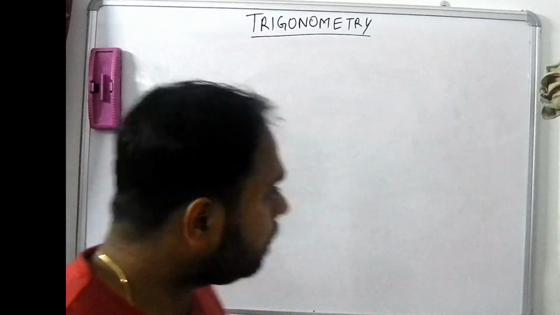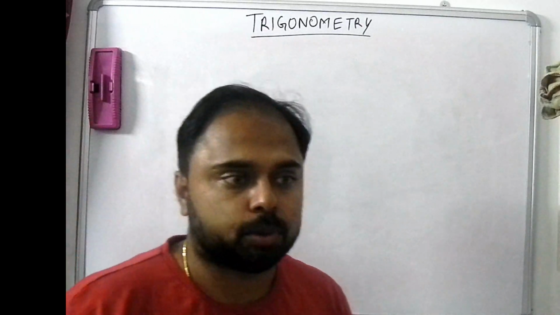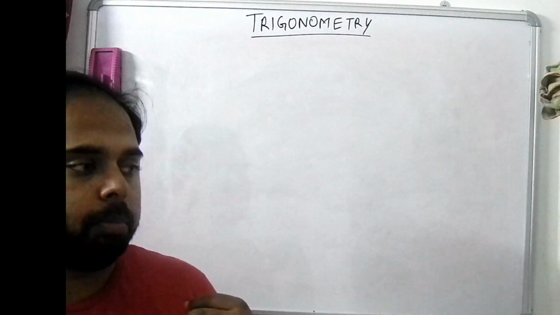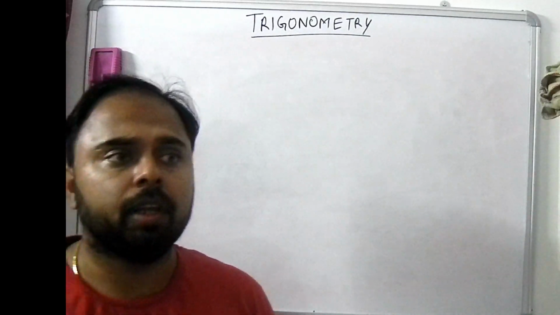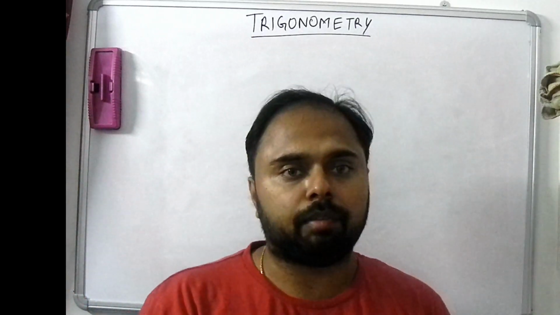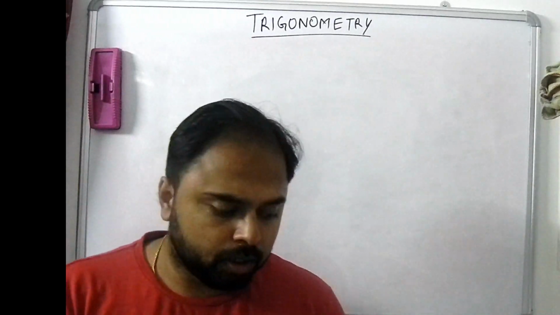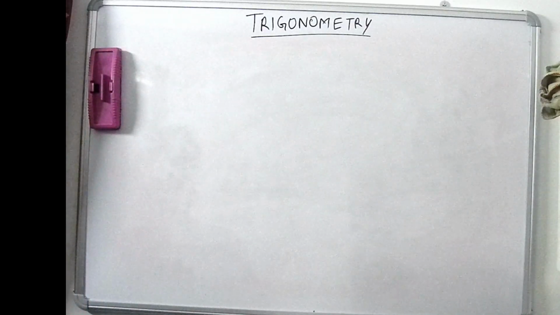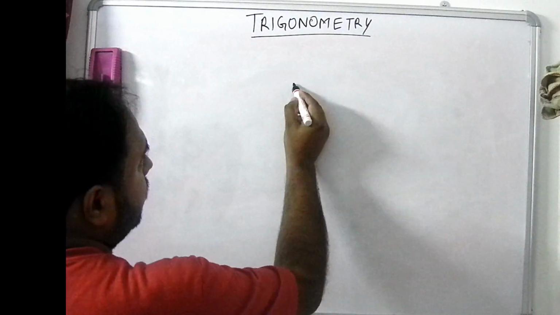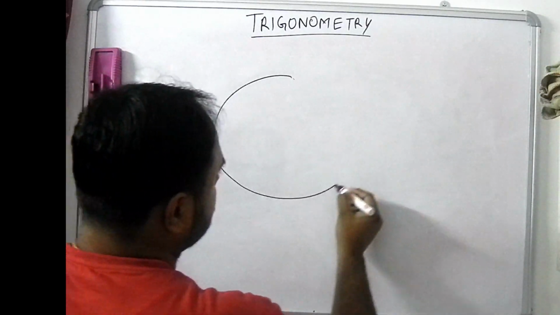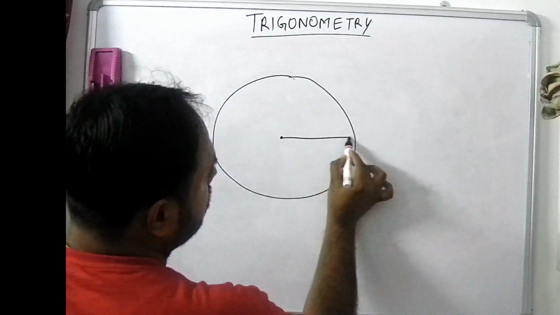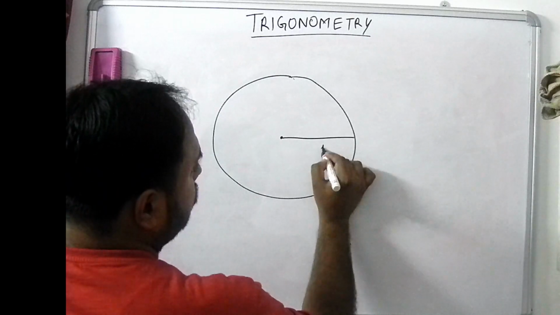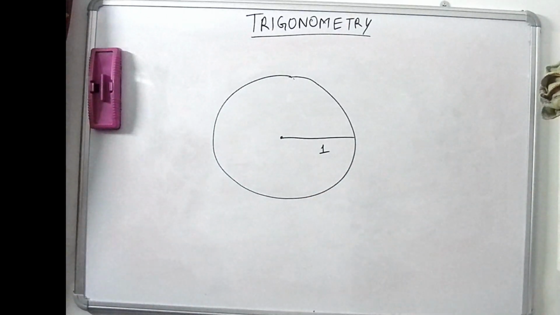Now we are going to make it a more generalized concept. The angle could be any number: -40, 360, 720, 1040. So what does it mean when we talk about those angles? To understand it, let's draw a unit circle. This is the center, and this is the radius, which is of course 1 because it's a unit circle.